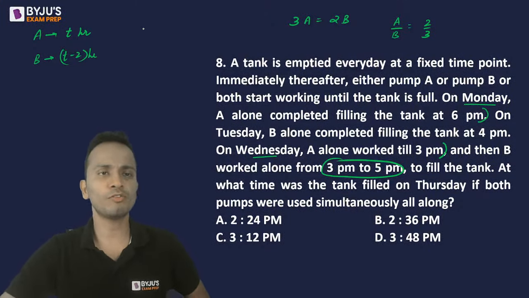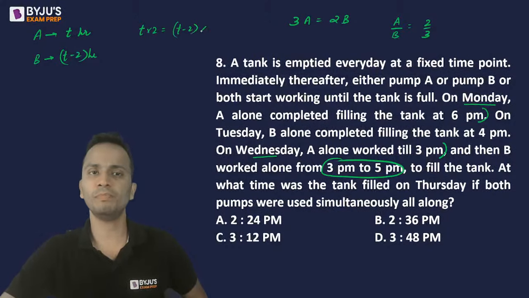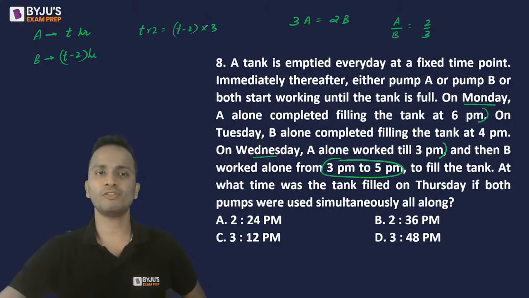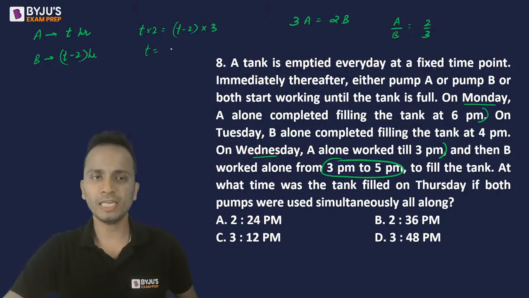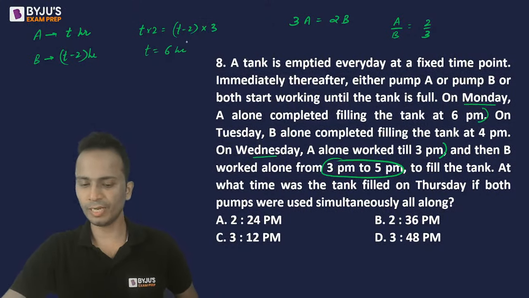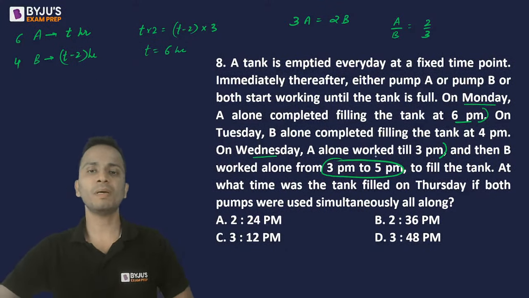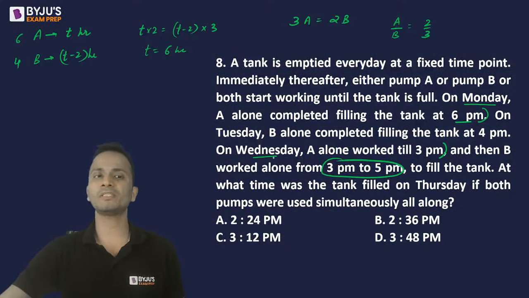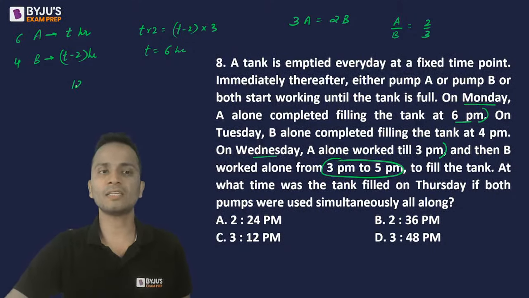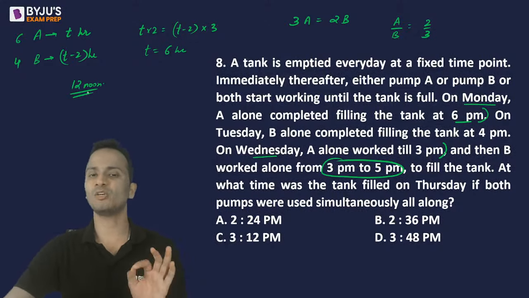So T hours work of A, that means T multiplied by 2, is equal to T minus 2 hours work of B, that is T minus 2 multiplied by 3. From here you will get the value of T as 6 hours. Okay, T का value 6 hours आ गया. So A can finish the work in 6 hours and B can finish in 4 hours. A finished at 6 p.m., B finished at 4 p.m. That means they started working at 12 noon. Okay, so 12 noon पे काम start हुआ था.